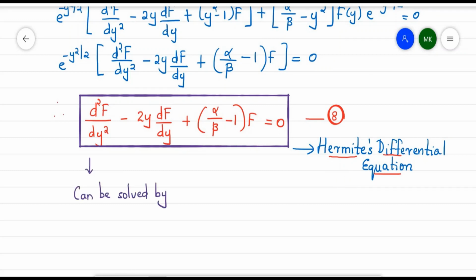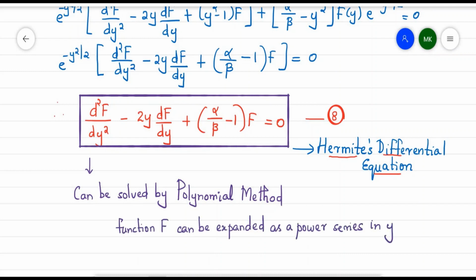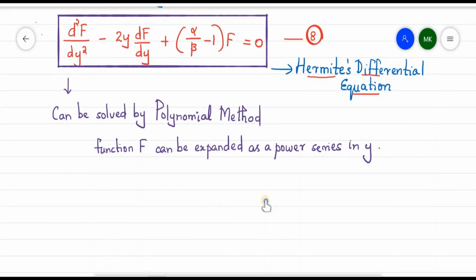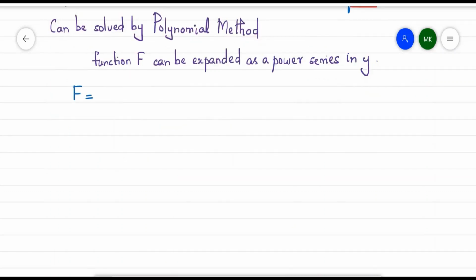Now this function can be solved by polynomial method by assuming that the function f can be expanded as a power series in y. So equation 8, which is known as the Hermite's differential equation, can be solved by polynomial method. That is, we are going to expand f as a power series in y. That is, f equals a0 plus a1y plus a2y square plus a3y cube plus a4y raised to 4 plus etc. Let this be equation A.